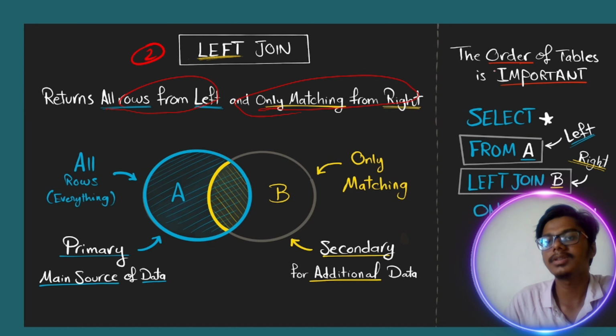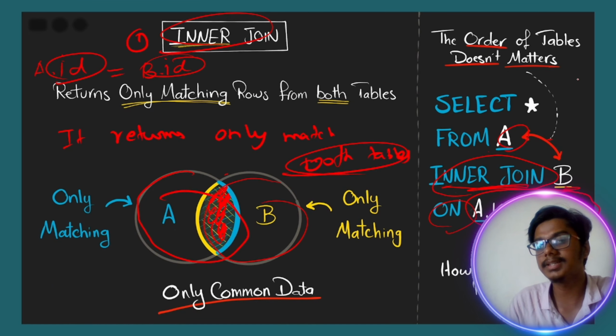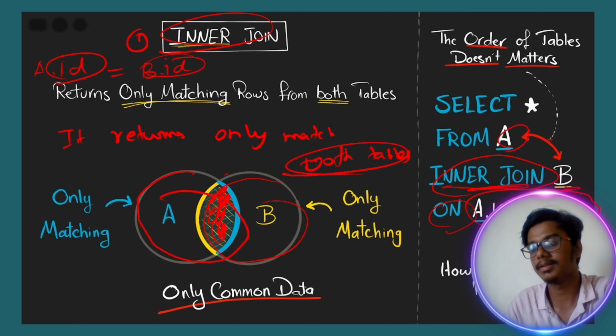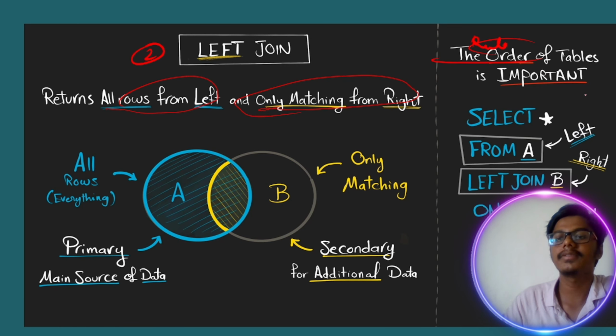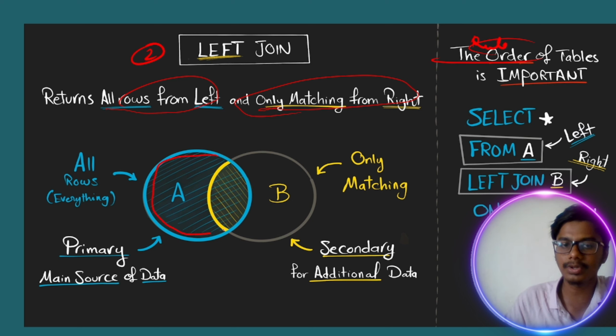So here also the order of the table is very important. In the inner join, the order of the table doesn't matter. Okay, that's a rule. Let me write it as a rule. Here the order of the table is very important. It returns all the rows from the left.